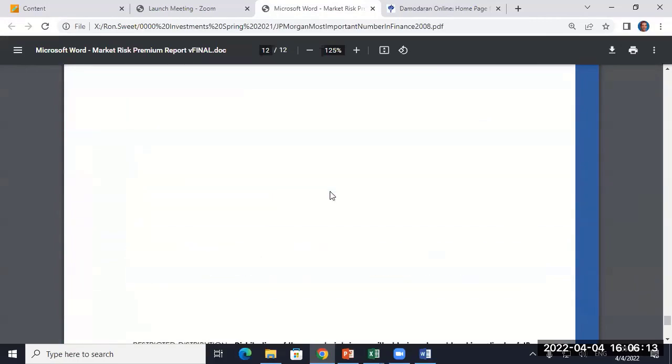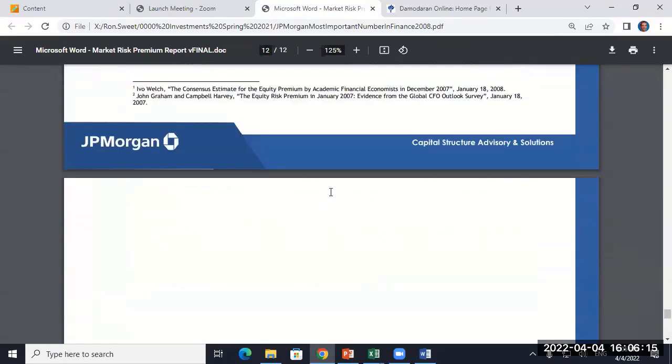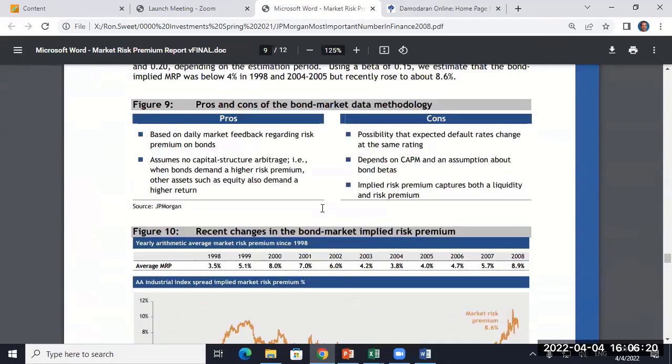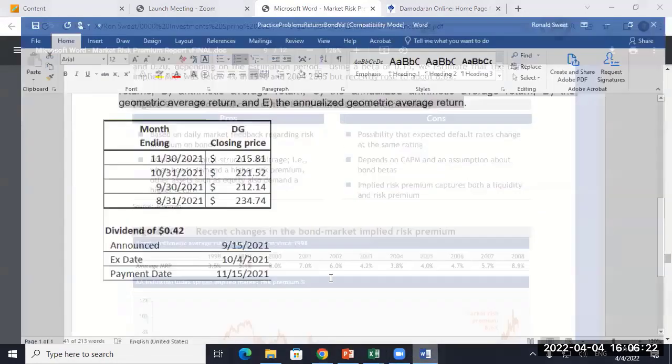They have the survey approach. I think they use the VIX, but I don't see the VIX in here, but I think they have the VIX approach in here as well. So very, very important number in finance.